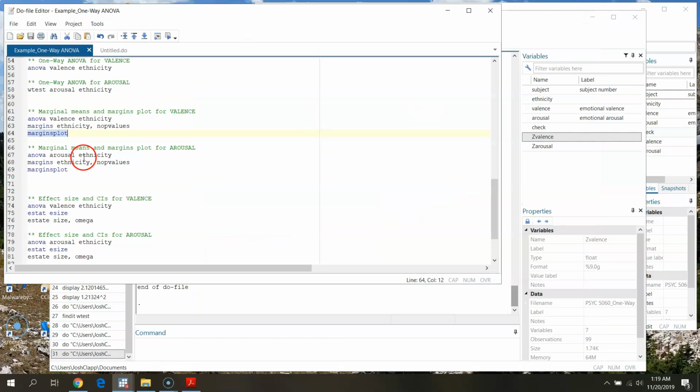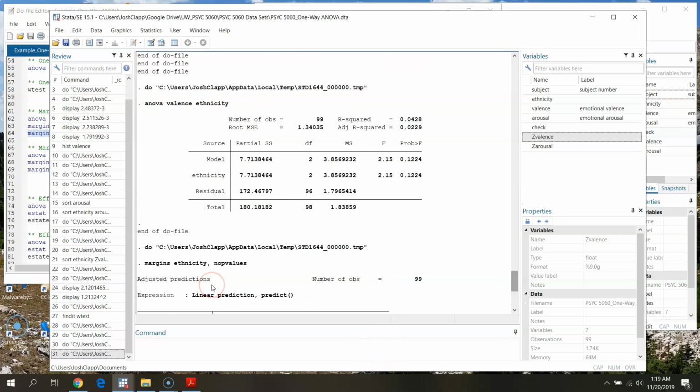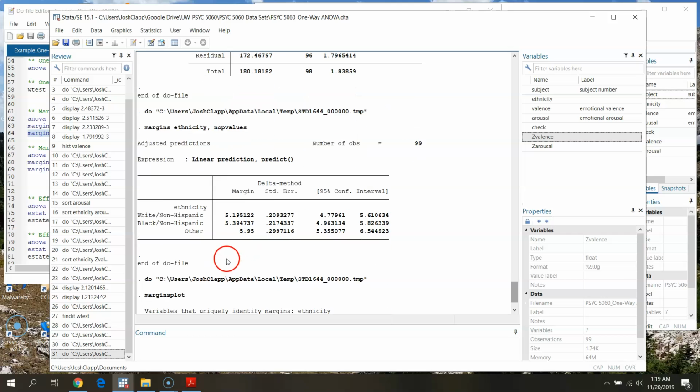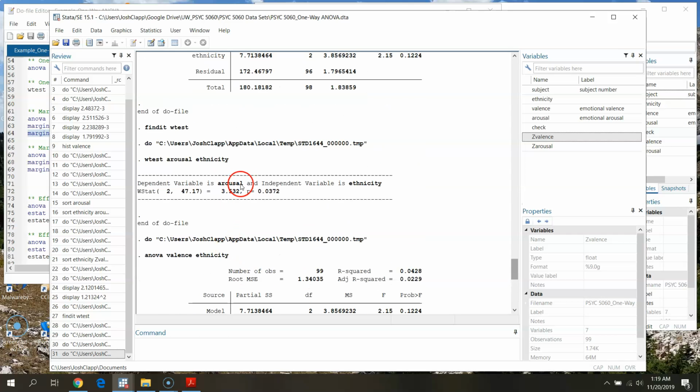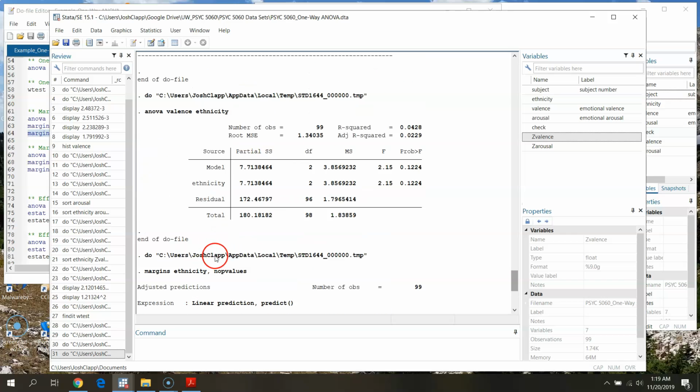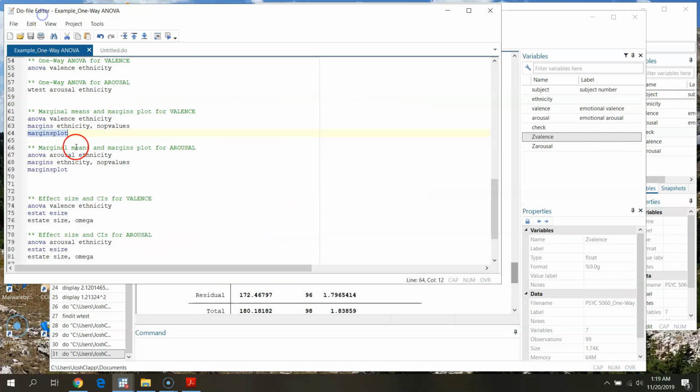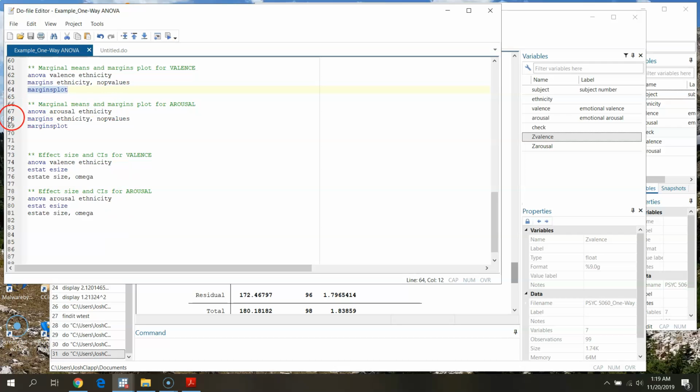Okay, but we did find what looks like an effect for emotional arousal, right? Our robust test, our Welch's test, gave us a p-value of 0.037, suggesting that there might be something there. Now, I can't get marginal means from the W-test, but we're just here running mean values. So what I'm going to do is request ANOVA for arousal. Even though I had a violation of homogeneity of variance, I'm going to ignore the test. I'm not worried about that. But I need to run this ANOVA in order to get my marginal means.